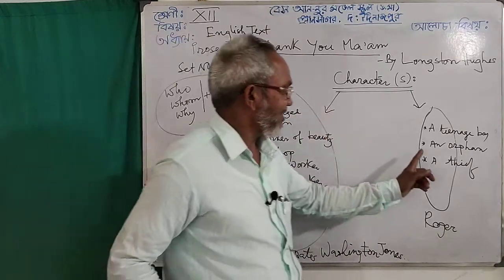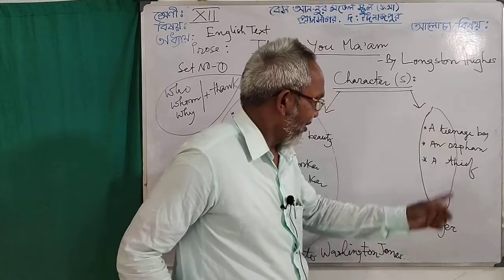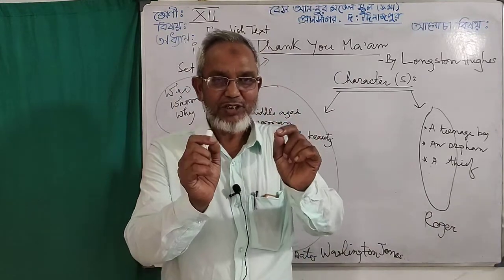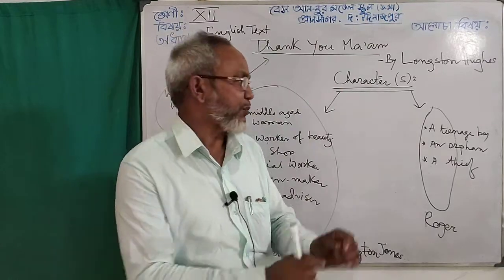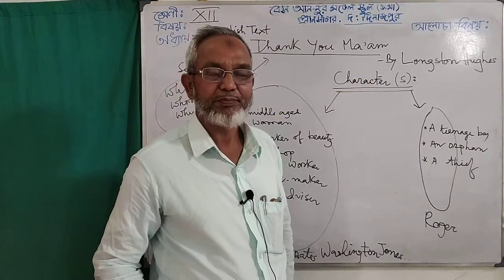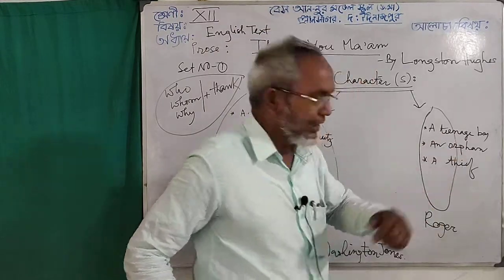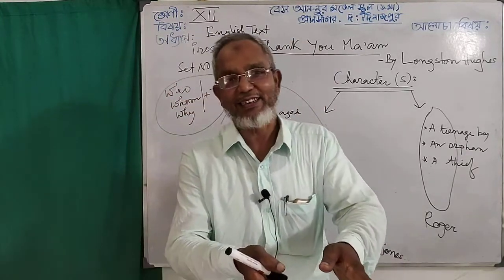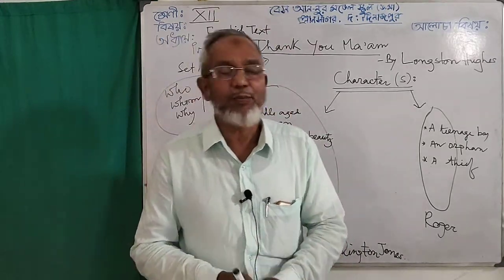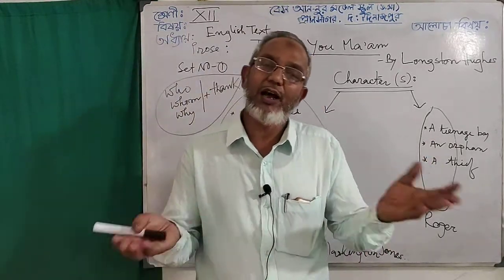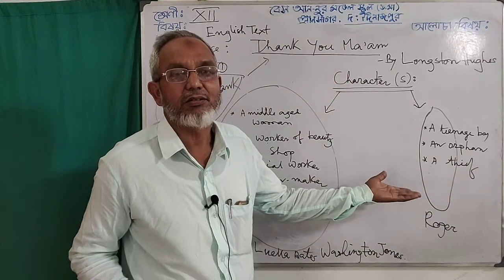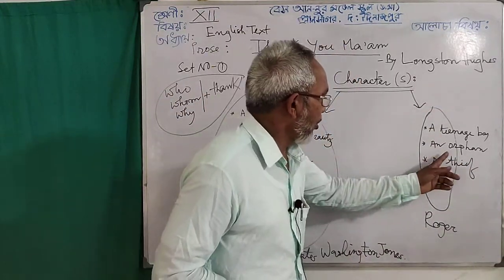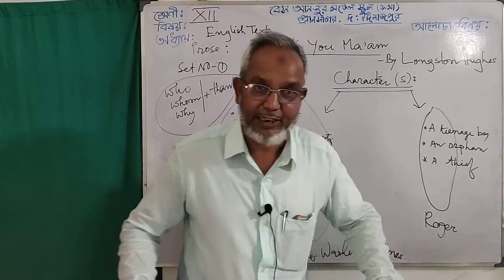The other character is this small oval figure. Look at the blackboard. This is Roger. Roger is a teenage boy. Teenage means the age limit from 13 to 19. Roger is a teenage boy, and he was an orphan. Orphan means parentless, lacking father or mother. We hear this word orphan: guideless, parentless, alone. That is orphan, O-R-P-H-A-N.